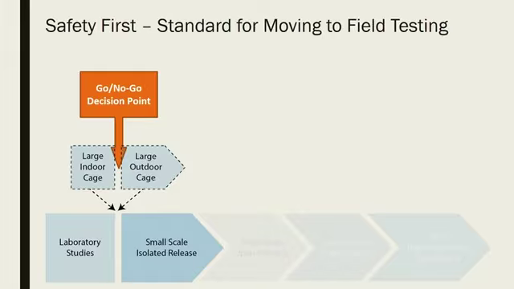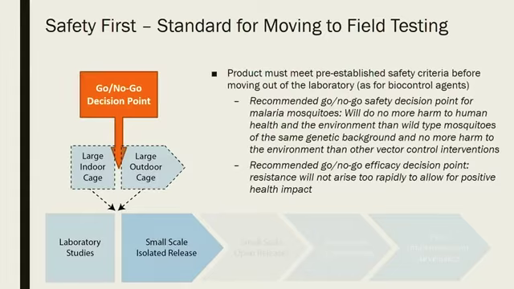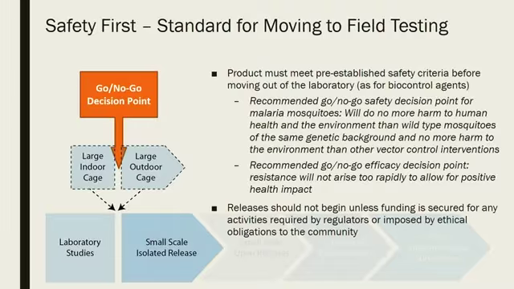So the first situation is when you step out of the lab to go in to do small-scale releases. So it must be absolutely, well, as absolute as you can get, confident that your product is not going to do more harm to human health and the environment than wild-type mosquitoes of the same genetic background. Also, that resistance won't arise too rapidly to allow for positive health impact.